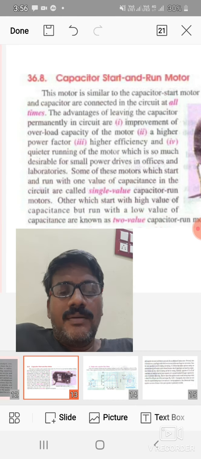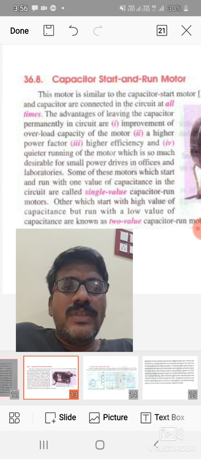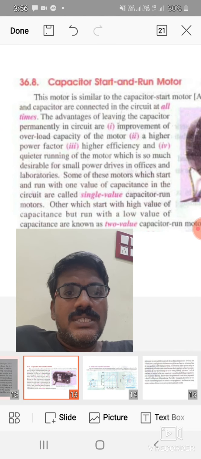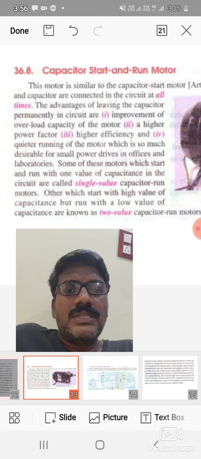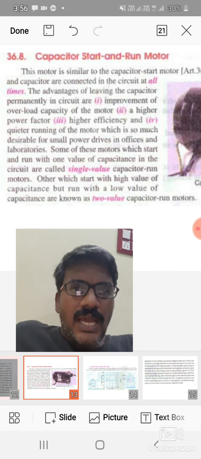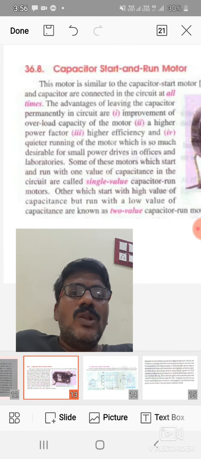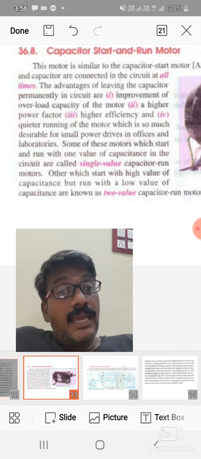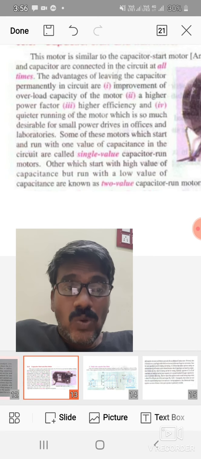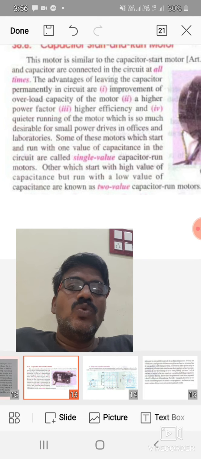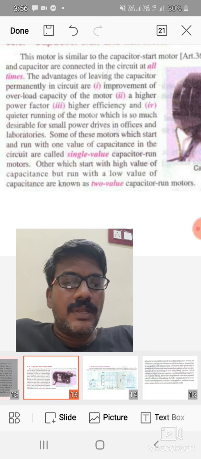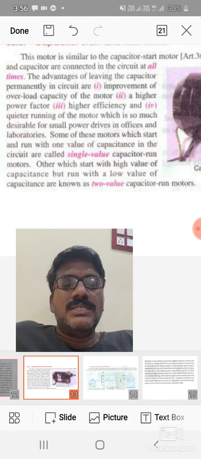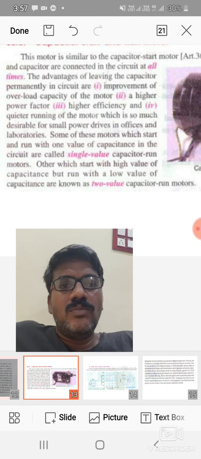capacitor run motor. Right, and some of these motors which start and run with one value of capacitance in the circuit are called single value capacitor run motors. Others which start with higher values of capacitor but run with a low value of capacitance are known as two value capacitor run motors. Right, again these are two types. One is a single value capacitor run motor, another one is a two value capacitor run motor. Right, so one value of capacitance in the circuit is called a single value capacitor run motor.